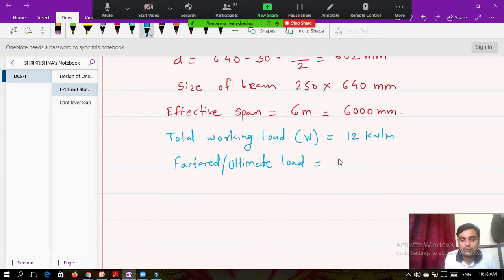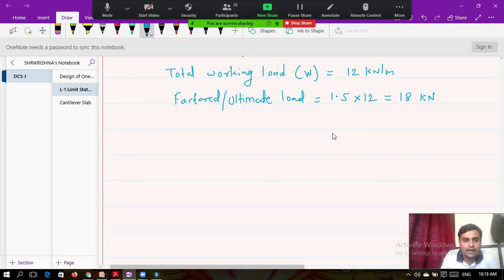So the factored load is equal to 1.5 into 12. Do the calculation, let me know the value. 1.5 into 12, what is the answer? 18. So the answer is 18 kilonewton per meter. This is your factored load.